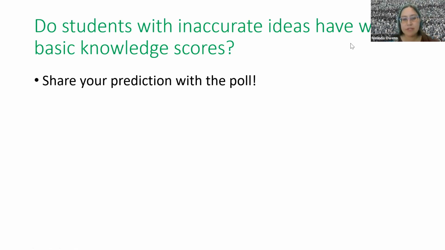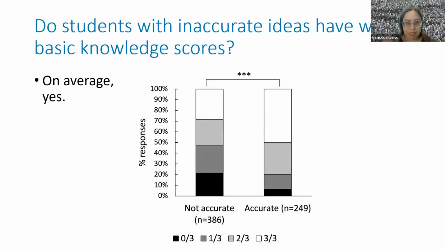All right, I see about two-thirds of you have participated. Any more takers? Okay. Great, I'm going to pause it there. So let's see, most of you didn't think they had higher, and then many of you thought that it wasn't significantly different. Other people thought it would be lower. Okay. So it turns out that students with inaccurate ideas do, on average, have worse basic knowledge scores.